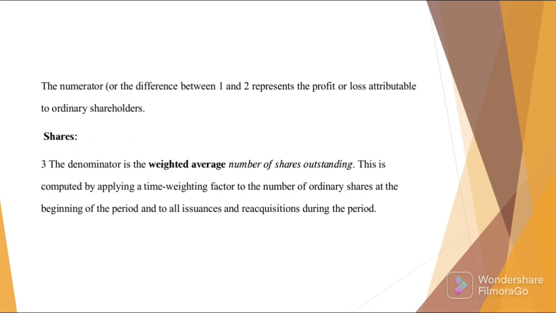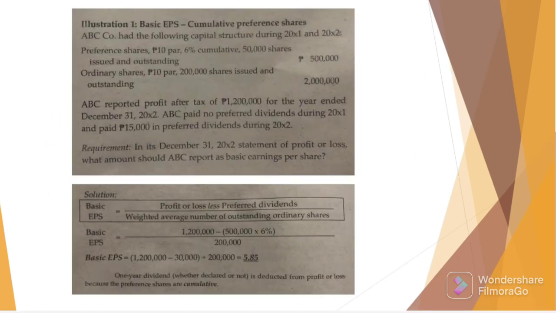Ngayon, magsagot tayo ng example. From illustration 1, basic earnings per share. Cumulative preference shares. Ayan, pwede nyo na muna ito i-stop and basahin ng problem. Okay na? As you can see, we need to compute for the basic earnings per share for cumulative preference share of ABC Corporation. Ito naman yung solution.